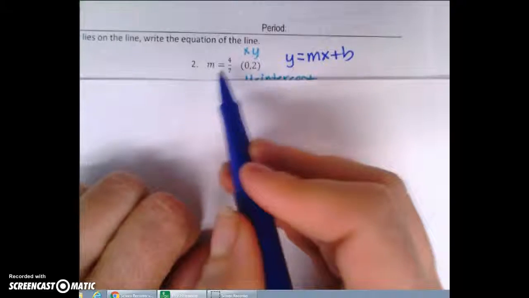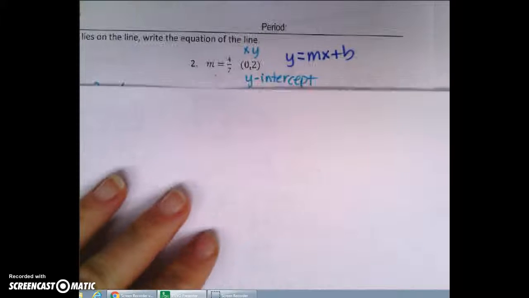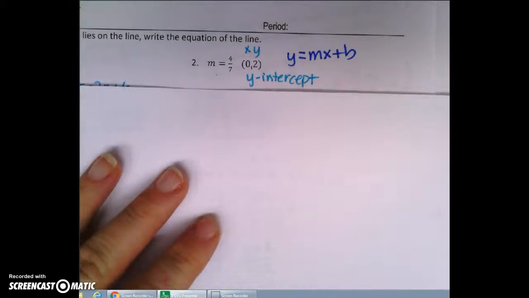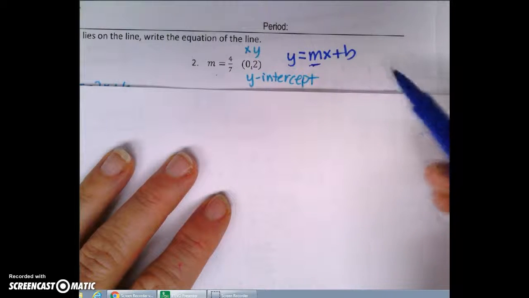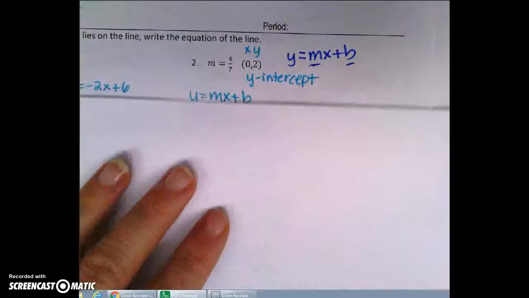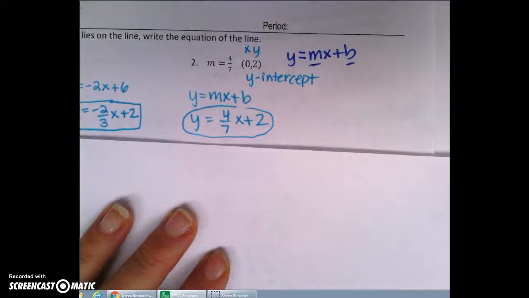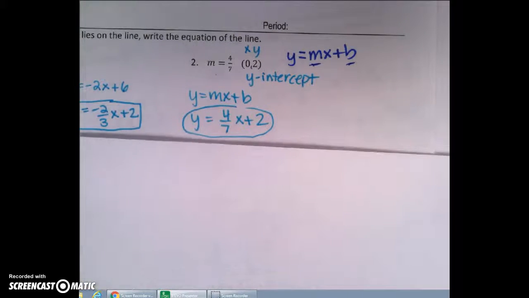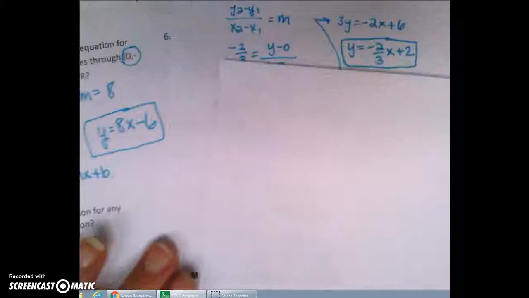Take a look, you guys. They already give you the slope and the y-intercept. This is going to be really easy. Because they already give us our y-intercept, we're just going to substitute the values in for our m, our slope, and our b, our y-intercept. When we do that, we get our answer. Y equals 4/7 x plus 2. Don't forget, slope has to be written as a ratio in simplest form. Let's move on to 3.